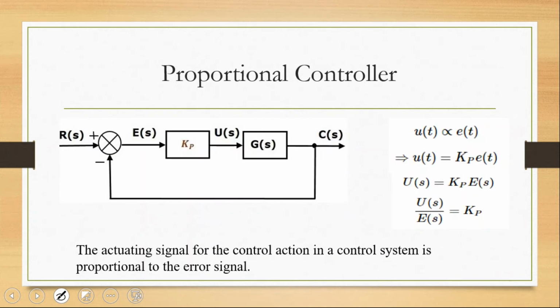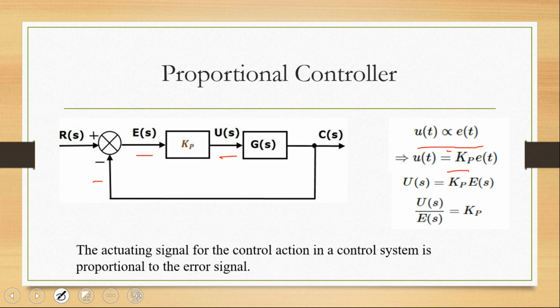The proportional controller is a device that produces a control signal, here U of S, which is proportional to the input error signal, E of S. E of S is R of S minus the feedback signal. So U of T is proportional to E of T, the error signal. It is equal to Kp, the proportionality constant, into E of T.